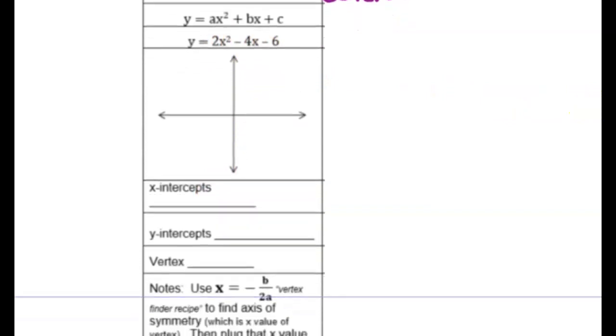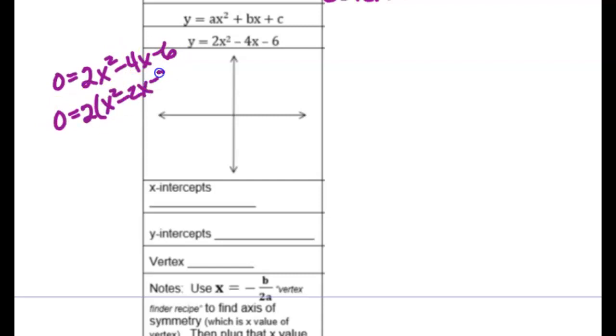The x-intercepts, if we wanted to find the x-intercepts on this one, you would set the y equal to 0. If we were doing this without a calculator, you could factor out a 2, and you'd have x squared minus 2x minus 3. Does that factor, guys? Factors of 3 would be negative 3 and plus 1, I think, okay?